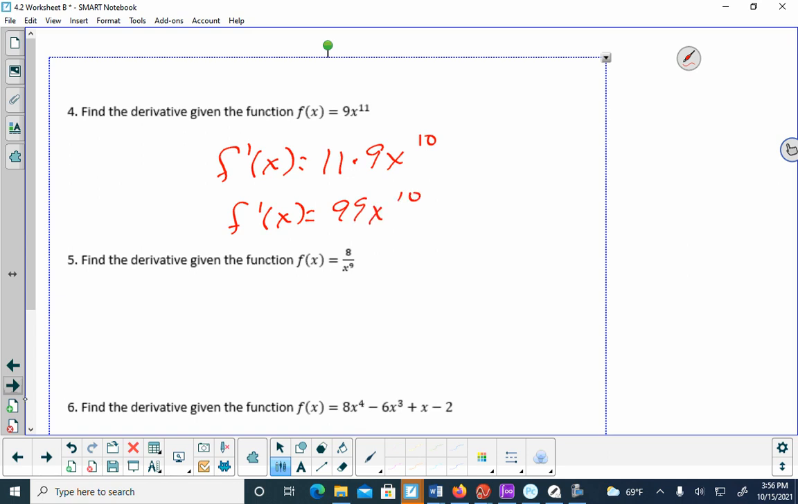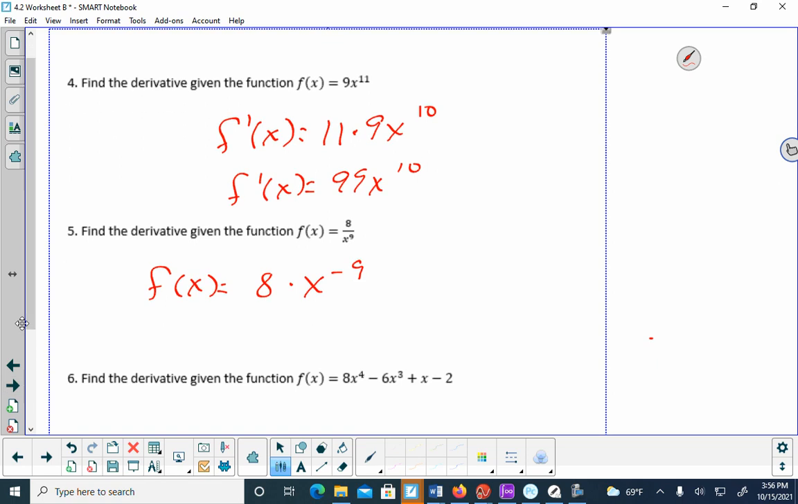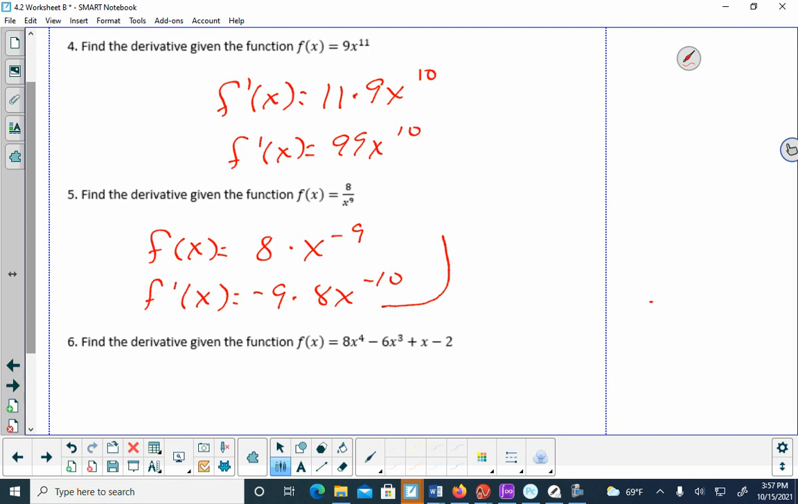Number 5, I'm going to rewrite before I find that derivative. So I am going to rewrite the function as 8 times x to the negative 9th. Now I'm going to do that power rule. I'm going to take negative 9 times 8x, reduce this power by 1, so that'll be negative 10. When I multiply 9 times 8, I get negative 72x to the negative 10th. So then my final derivative, that negative 72 is negative, but it's still raised to a positive power, and then x to the 10th. And that is my final answer.